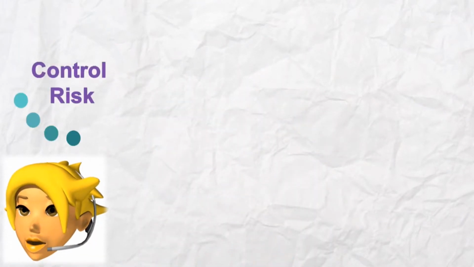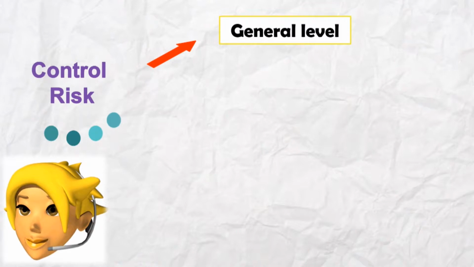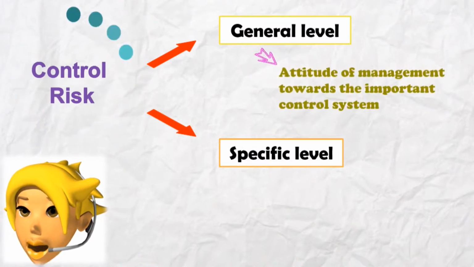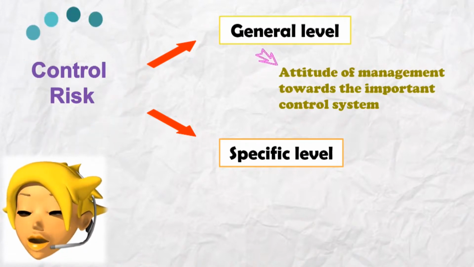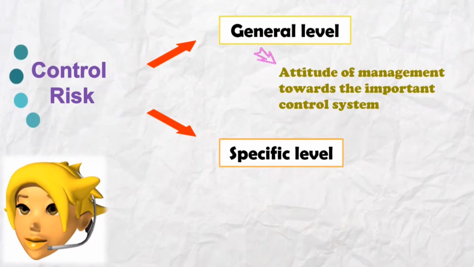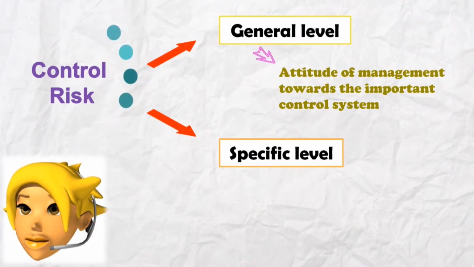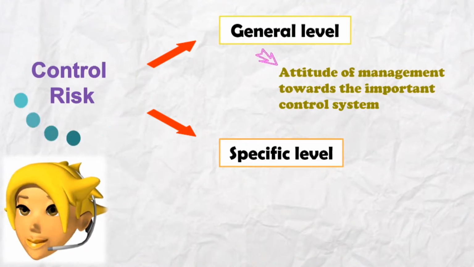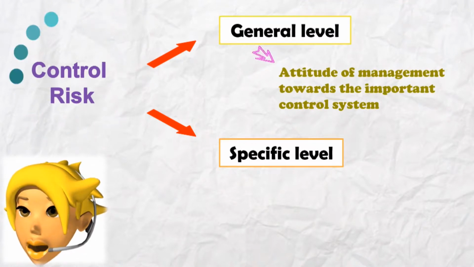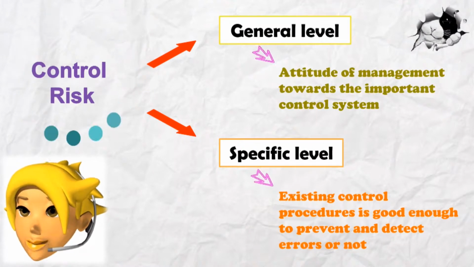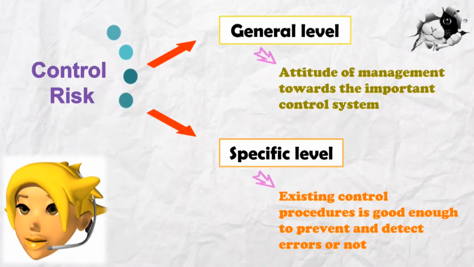Control risk can be divided into two levels. First, general level. Second, specific level. Under the general level, auditors should consider the attitude of management towards the important control system by looking at whether the company has established a budgetary system, internal audit department, risk management department and audit committee. Furthermore, under the specific level, auditors should also consider and evaluate whether existing control procedures are good enough to prevent and detect errors or not.